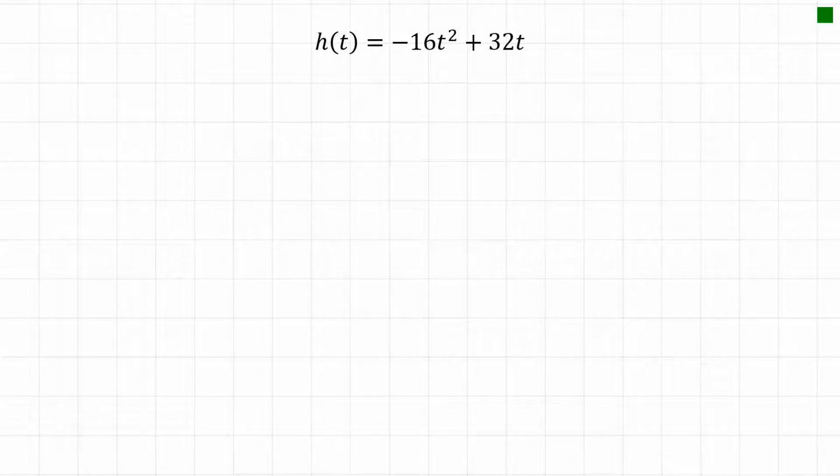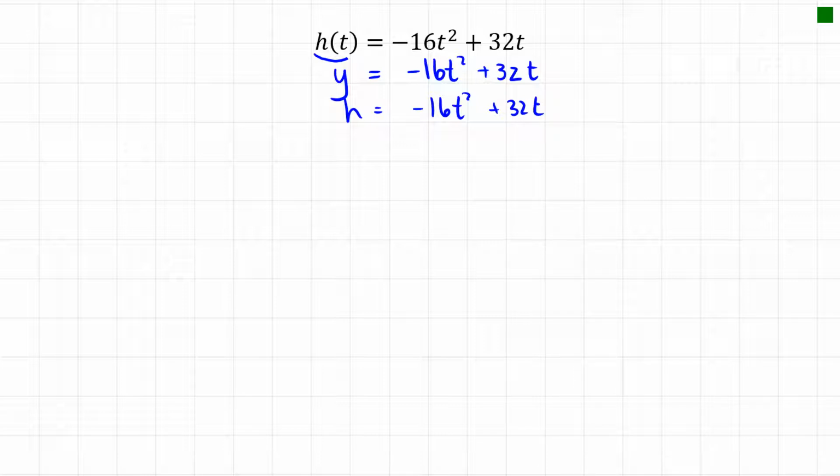This question is about a model rocket that is launched from somebody's backyard, and it is written in function notation. So this h means h is a function of t, or depends on t. It's really a fancy way of saying y, or the height equals negative 16t squared plus 32t. All of these can mean the same thing.